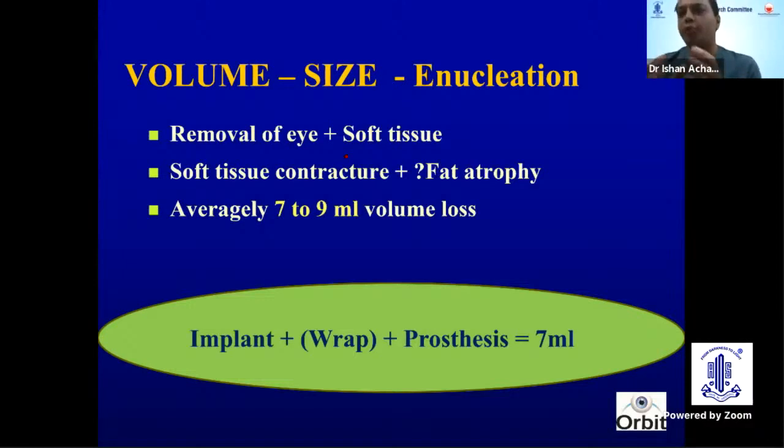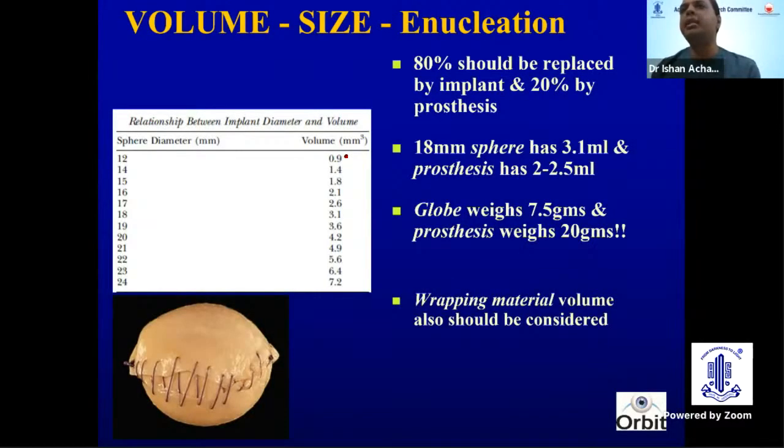So we have to replace that 7 to 9 ml to give the best prosthesis, and that should be given by the implant. Wrap may or may not be used, and for the prosthesis, almost 7 ml is to be used. So ideally 80% of the volume should be replaced by the implant itself, and 20% by the prosthesis.